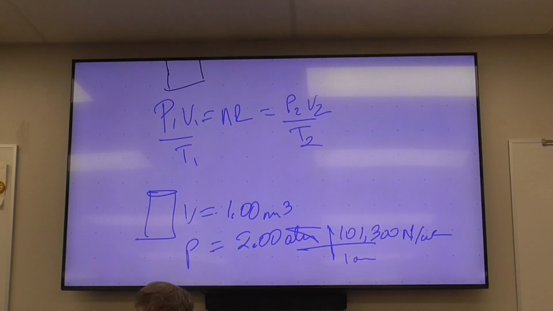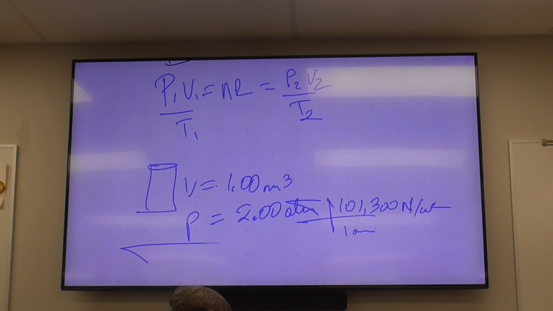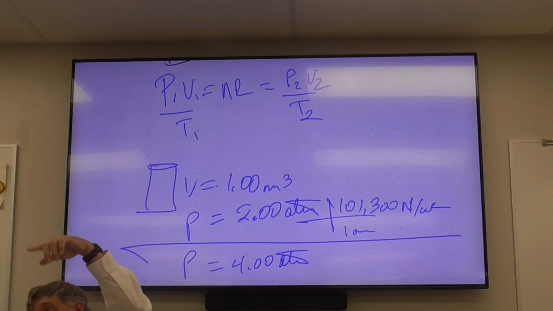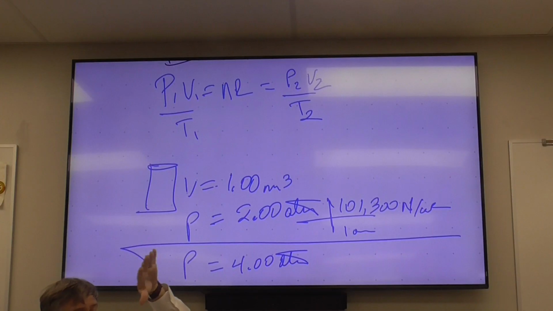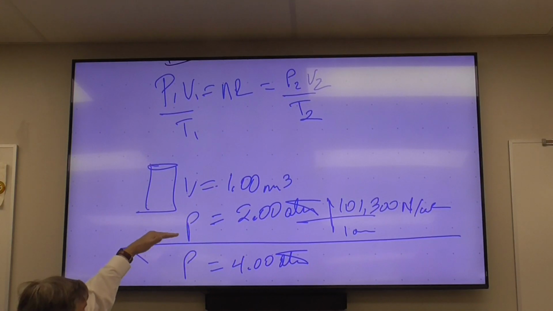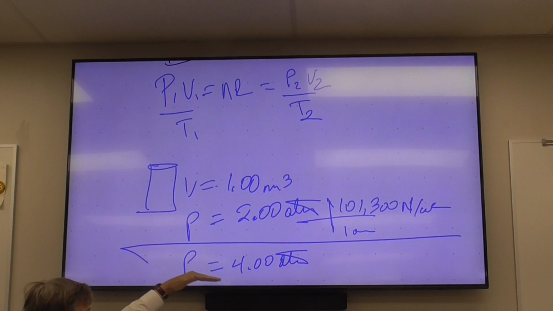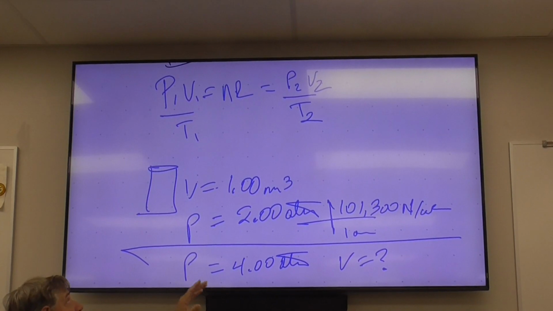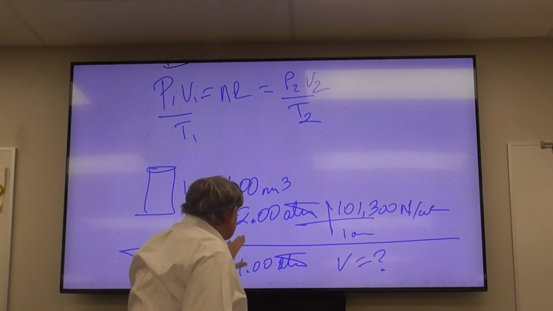But if you look at how this is going to play out, what I want to know is what's going to happen if the new set of conditions is that I increase the pressure to 4 atmospheres. What's going to happen to the volume? When it goes from 2 atmospheres of pressure to 4 atmospheres of pressure, what's going to be the new volume? So here's how you use this equation up here.